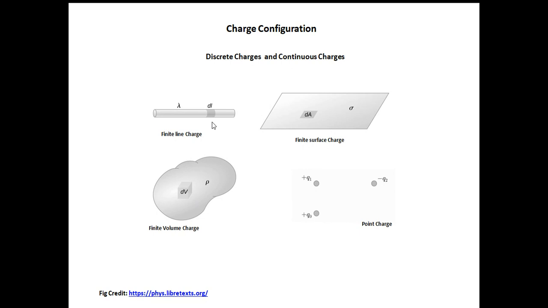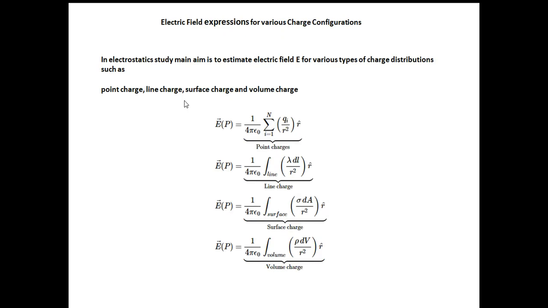Once we understand that there are different varieties of charges: point charge, line charge, surface charge, and volume charge, the field they create will also be different and will totally depend upon the charge density. So you must be familiar with electric field expressions for various charge configurations. Now remember one thing. In electrostatic study, the main aim is always to estimate the electric field E.